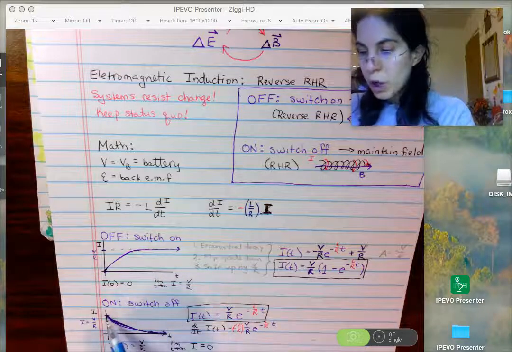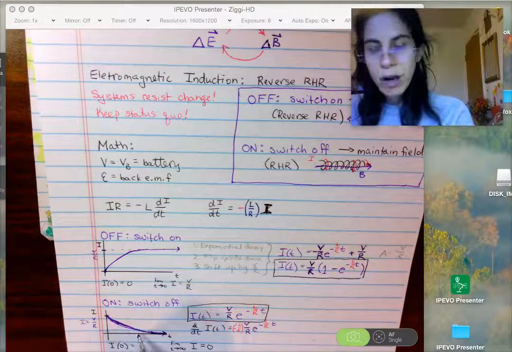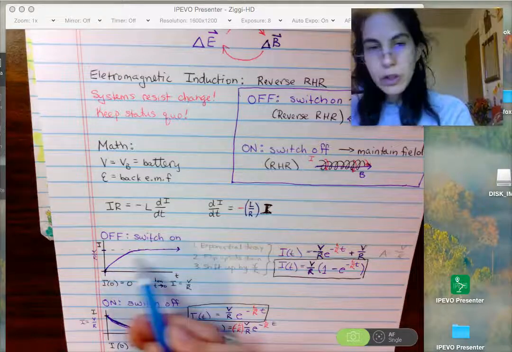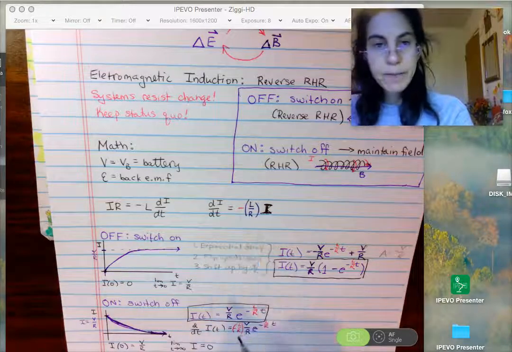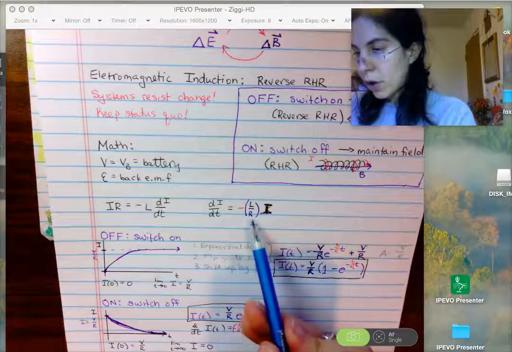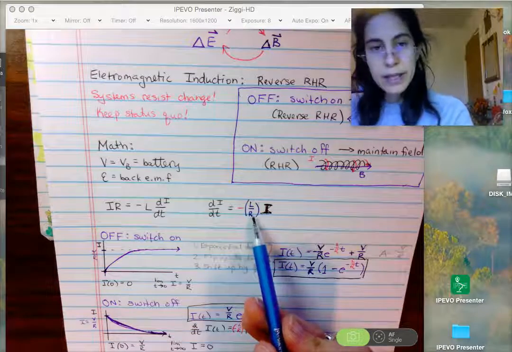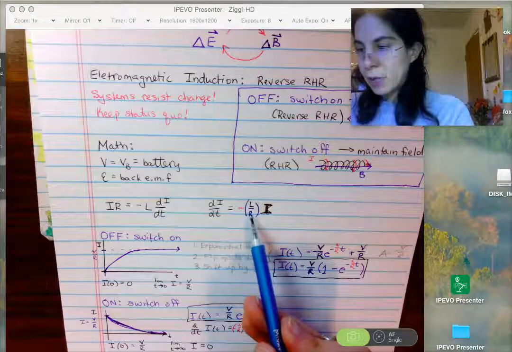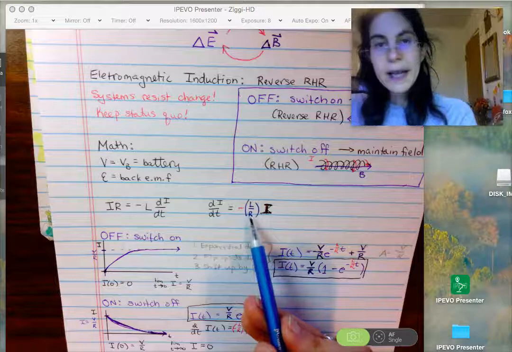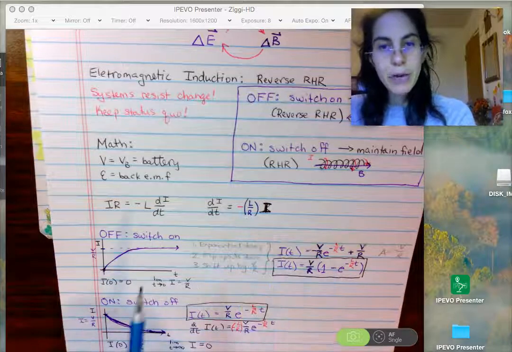What determines whether this is a very steep drop off or this is a very gentle increase? L does. The strength of the inductor. It's also inversely proportional to the size of a resistor. A resistor resists. That's where the internal resistance of the battery comes in.